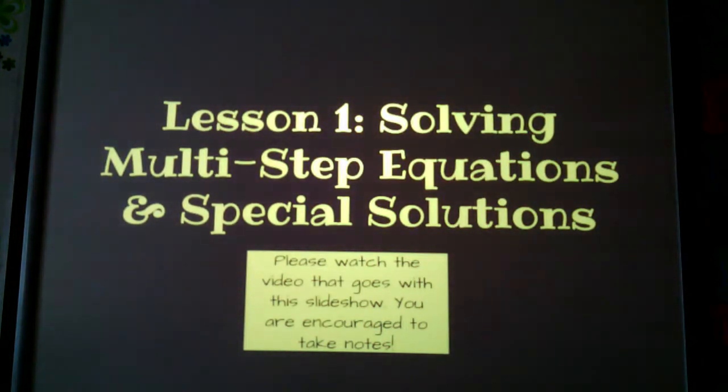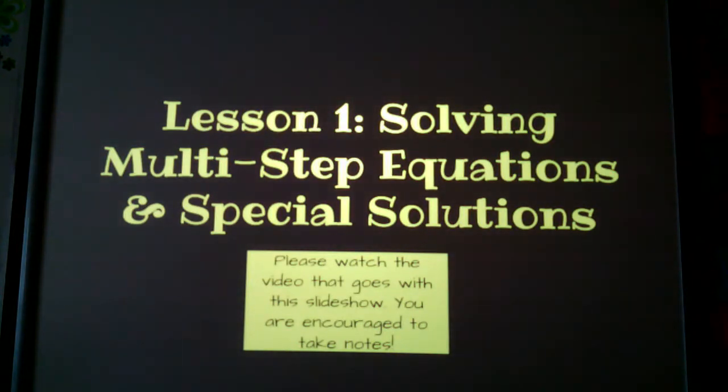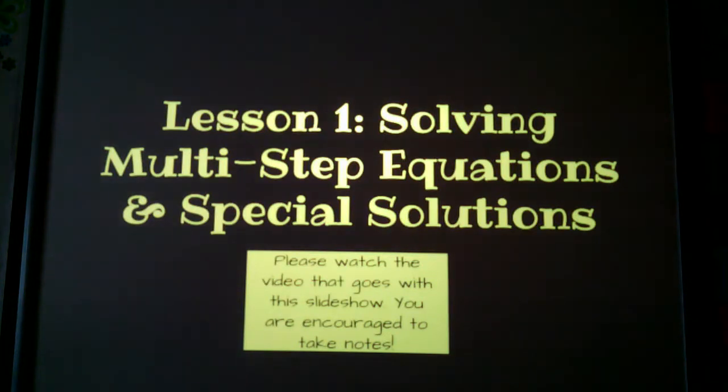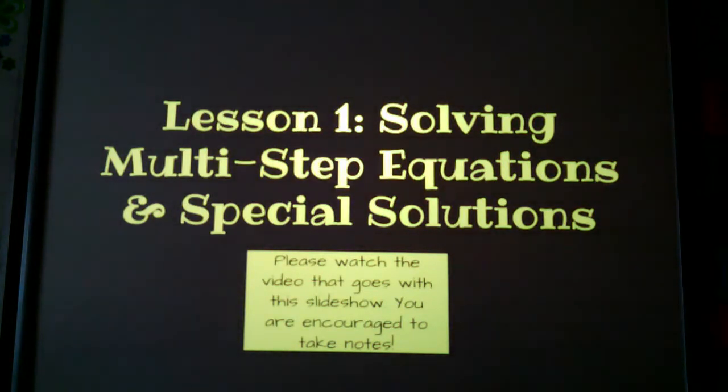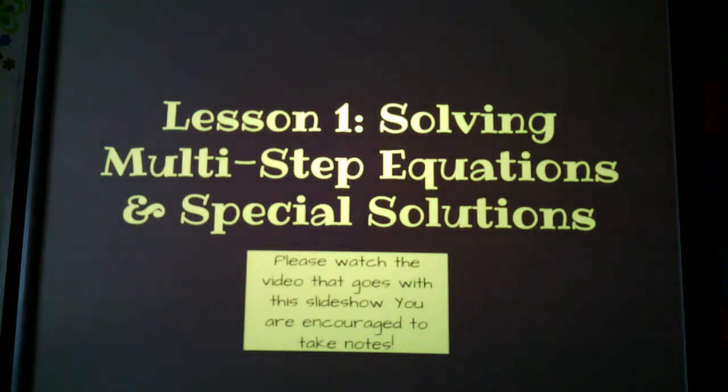Please make sure you're watching these videos. They go with the slideshow. The slideshow is more for you to make sure that you can see everything. I know sometimes the camera is not right, or I might be in the way, or something like that. So that kind of helps you set up your notes, and I really encourage you to take notes. You need to get your pencil on the paper, and you need to be writing stuff down, practicing these problems. You're going to get a lot more out of it. It's going to stick with you if you're taking notes.